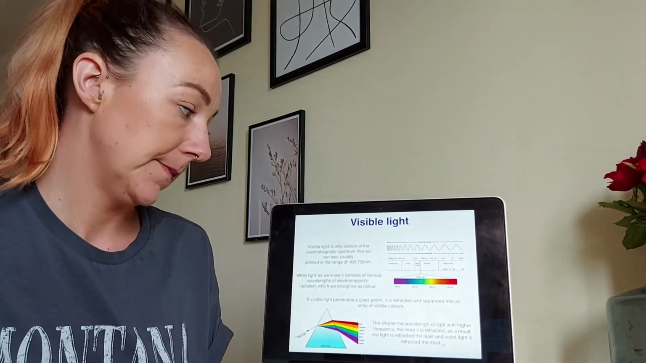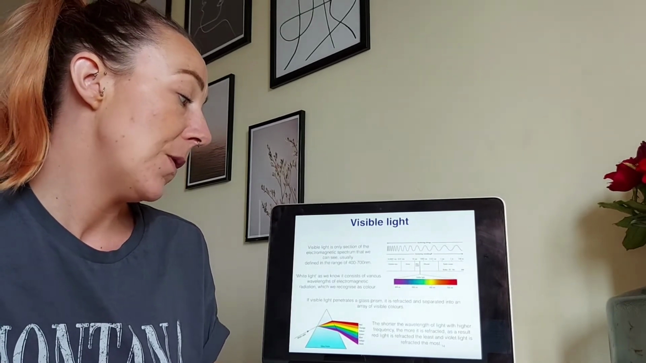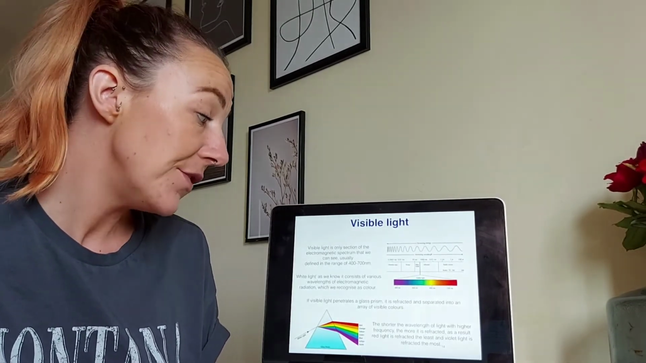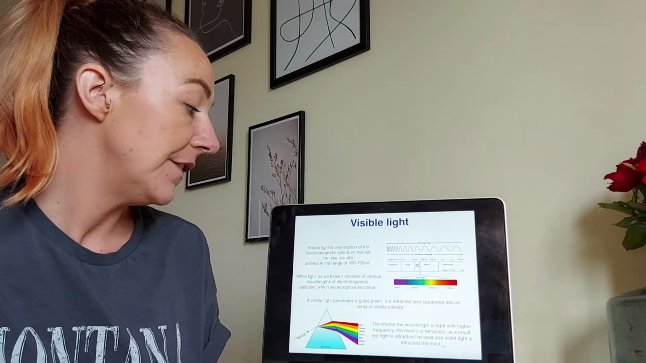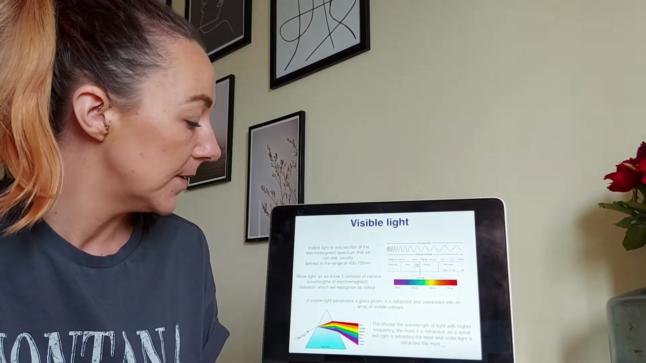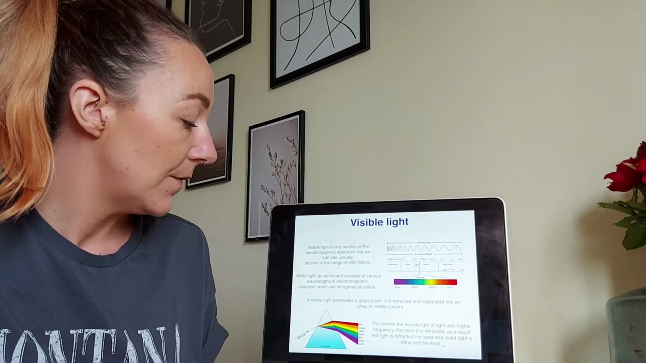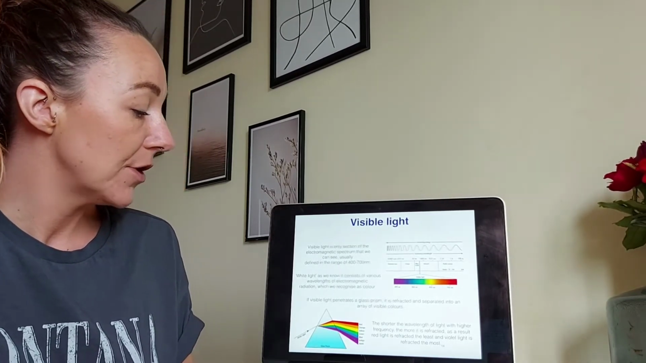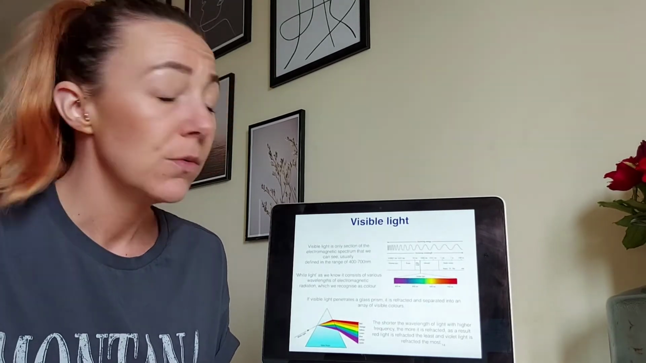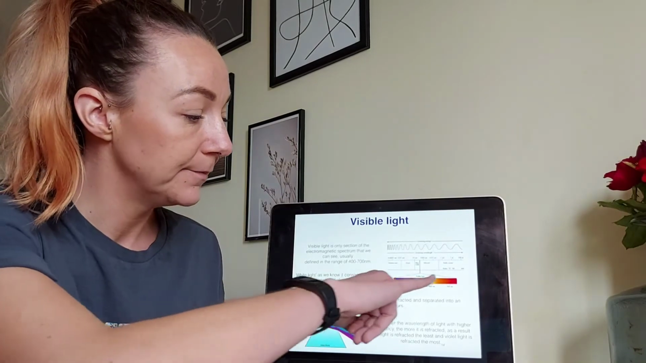Visible light. Visible light is only a section of the electromagnetic spectrum that we can see, usually defined in the range of 400 to 700 nanometers. White light, as we know it, consists of various wavelengths of electromagnetic radiation, which we recognise as colour, as we can see here.